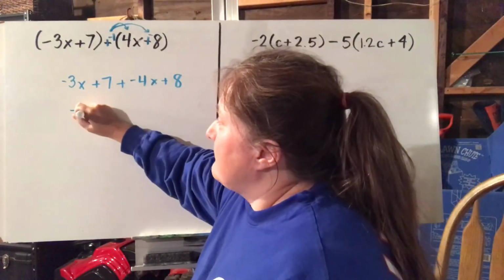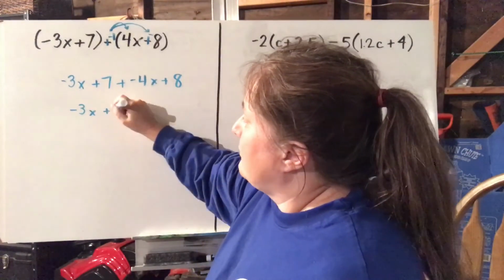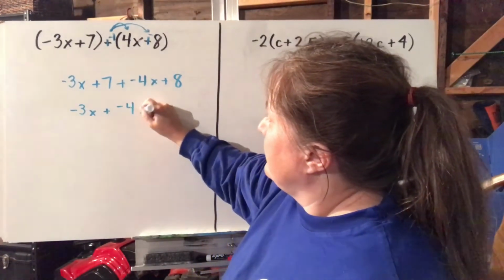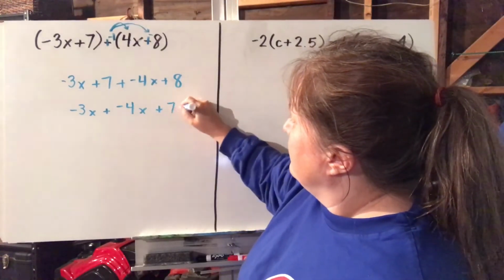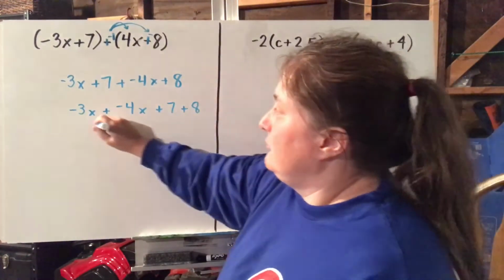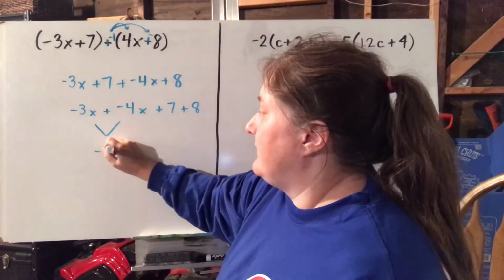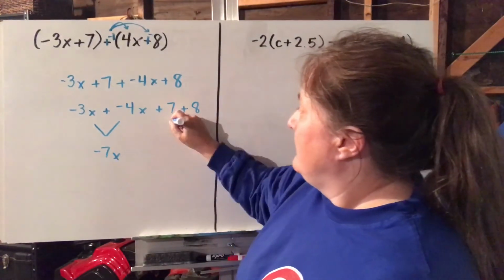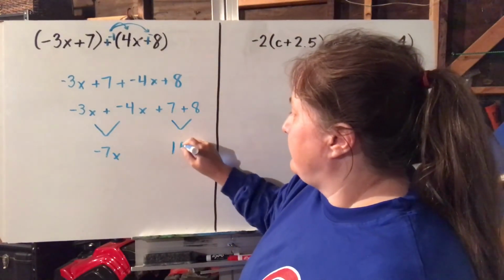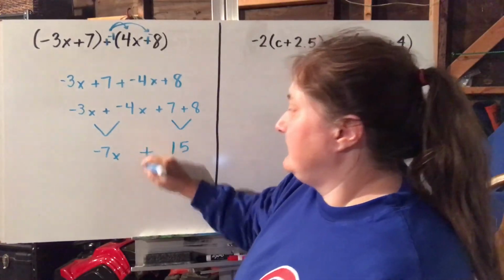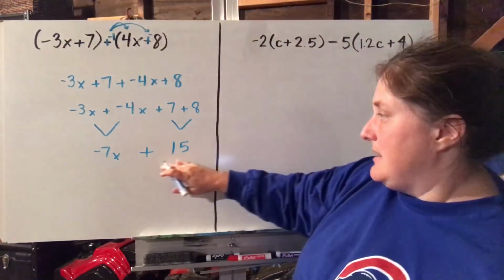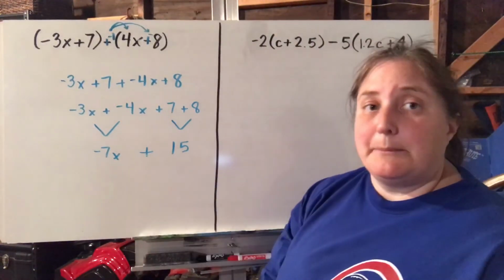So I'm just rewriting right now, putting my like terms together. My two x terms give me negative 7x. My two constants give me 15. And this is as simplified as I can make this one: negative 7x plus 15.